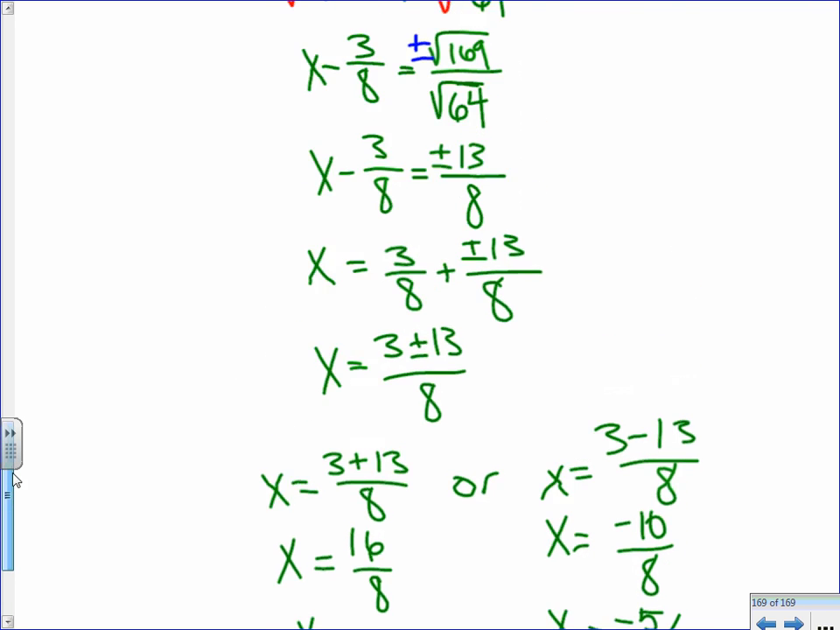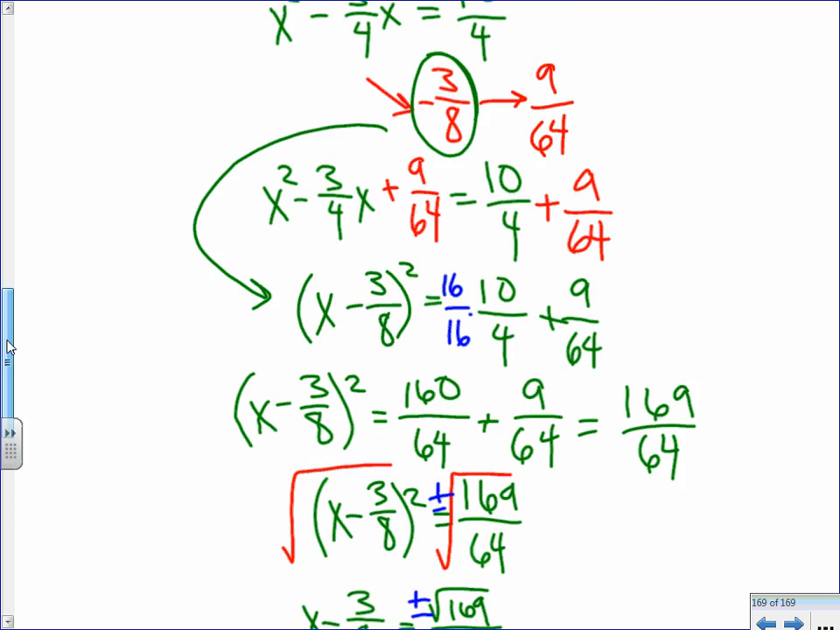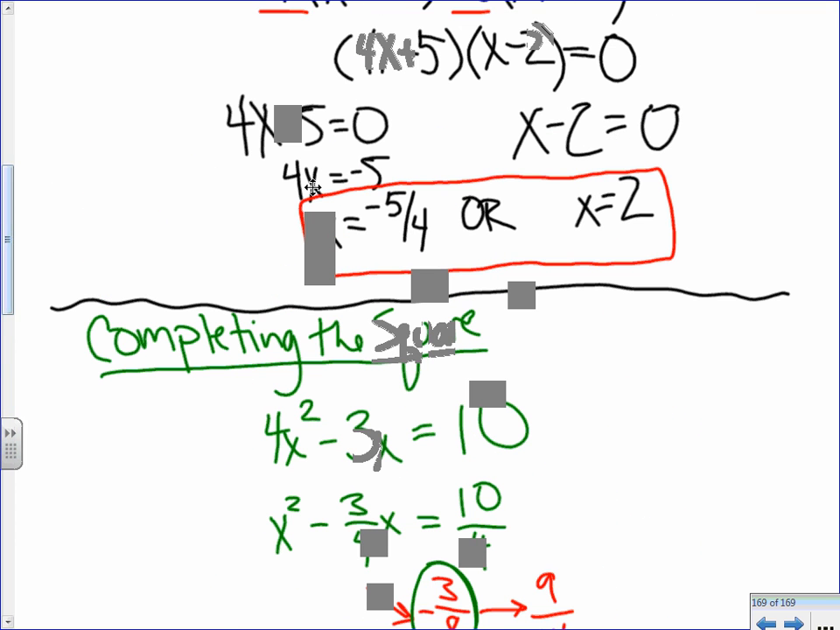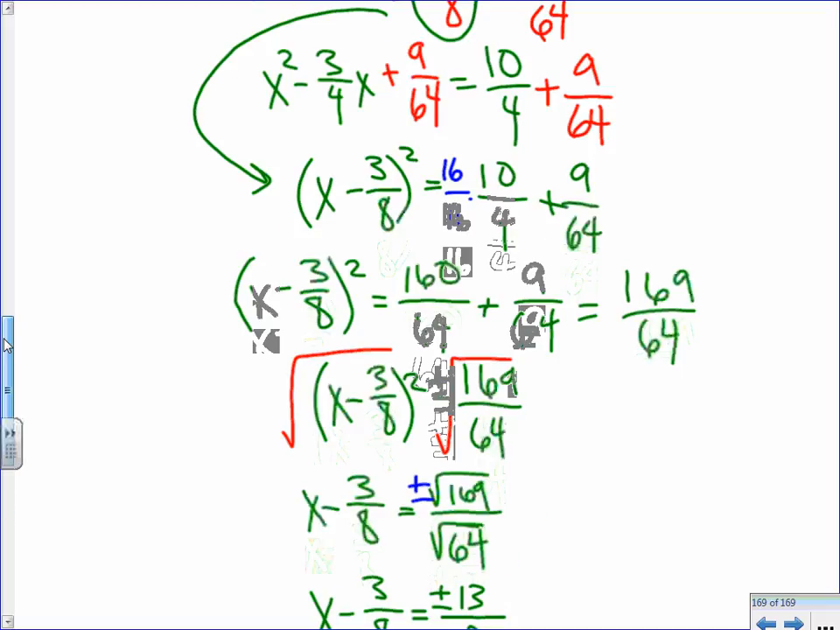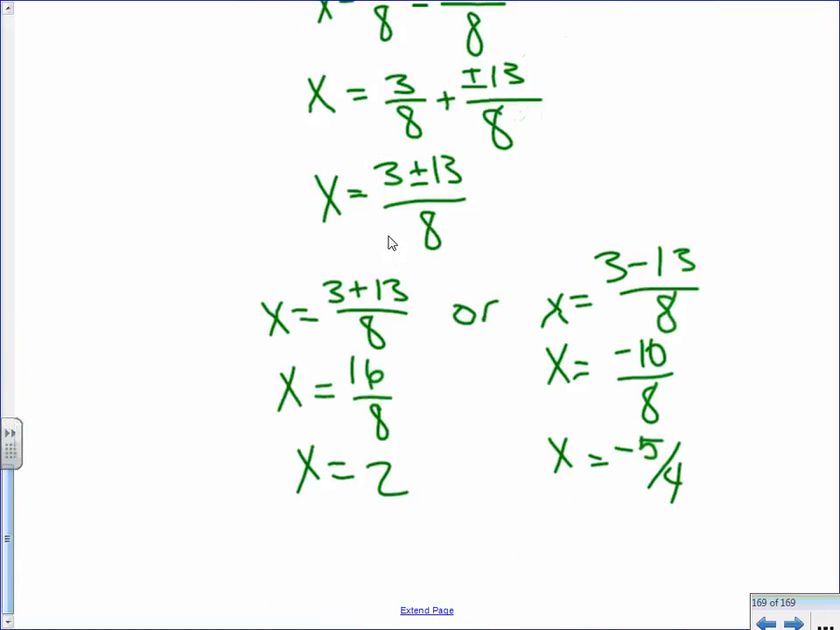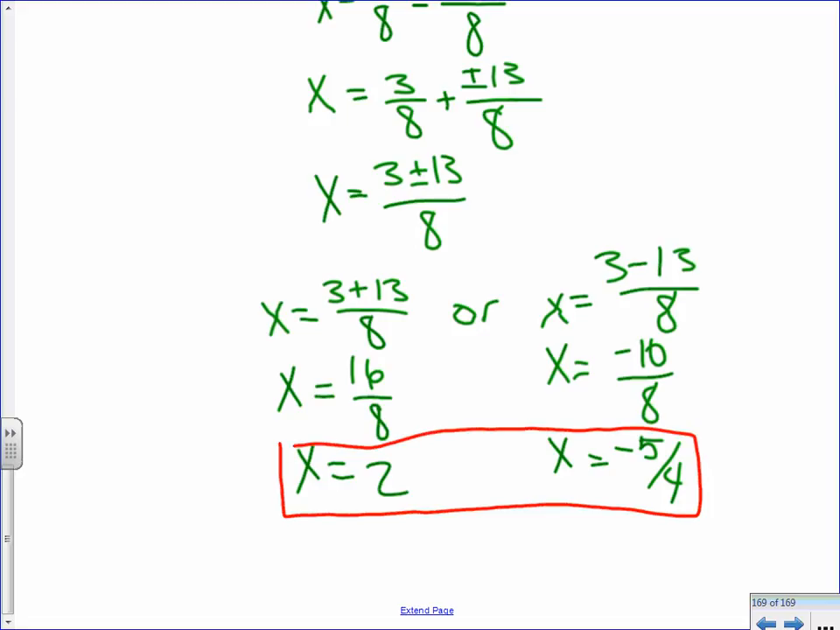So x equals 2 or x equals negative 5 over 4 from completing the square. Let's look at what we got when we were factoring. It's a lot to scroll through. Negative 5 over 4 or 2. So we got the same answer here, solving the problem two different ways. I'll put a box around this answer just like I did up there. X equals 2 or x equals negative 5/4. Awesome. Same answer, two different ways to solve it.